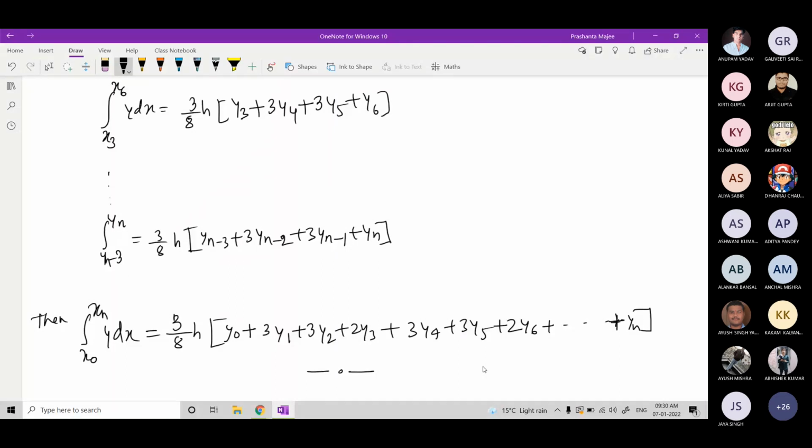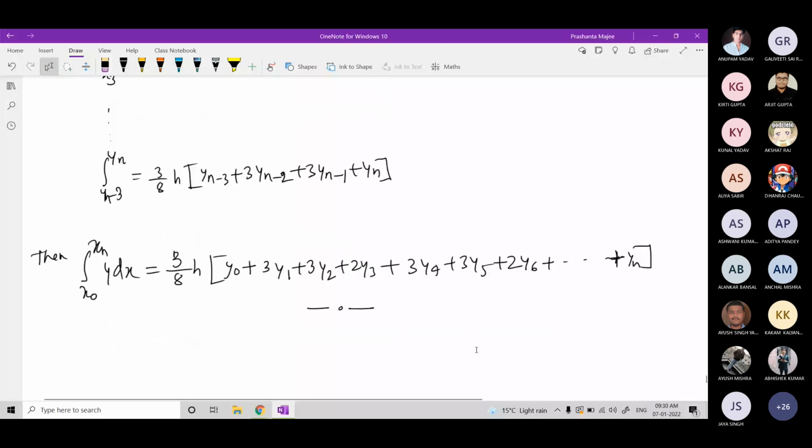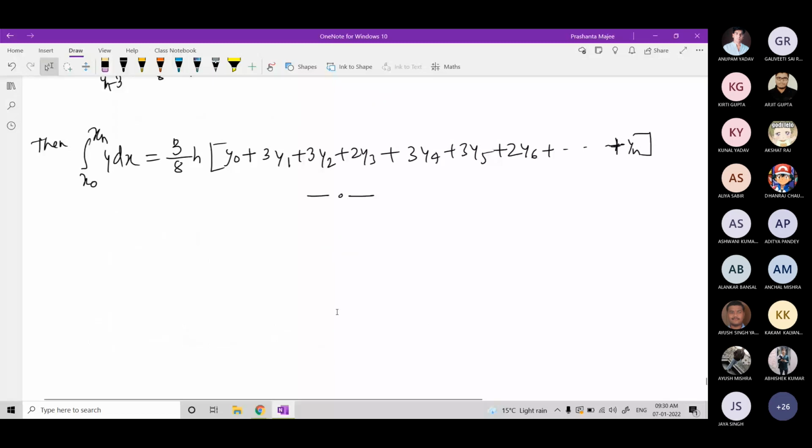So it is not difficult to understand the rest of the results. How do we get them? That is a different issue. You will have to derive it if you want to know. So now let us solve a few problems.